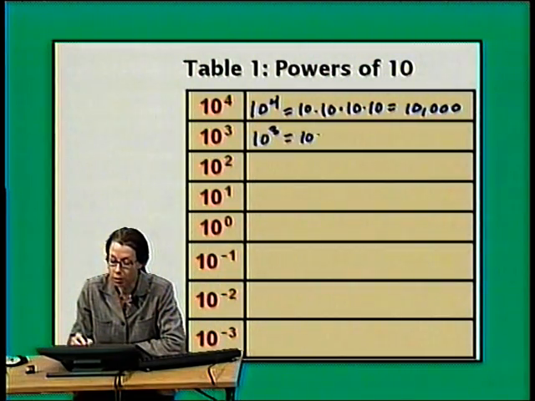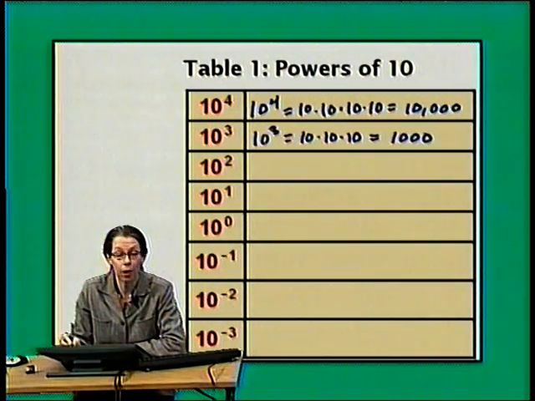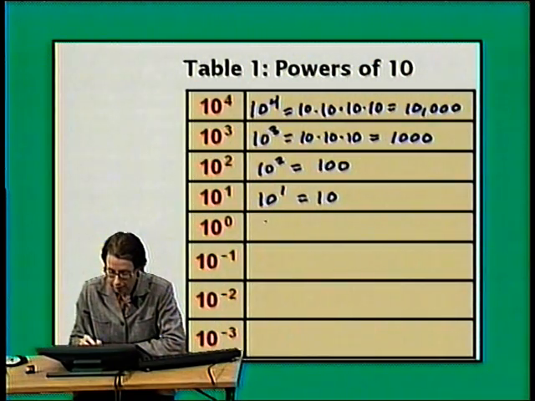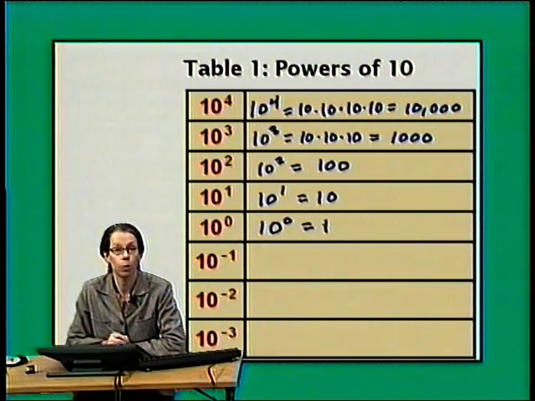How about 10 cubed? 10 cubed is 10 times 10 times 10. That's 1,000. 10 squared, 10 times 10, that's 100. 10 to the 1, well, that's just 10. 10 to the 0, well, that's defined to be 1.